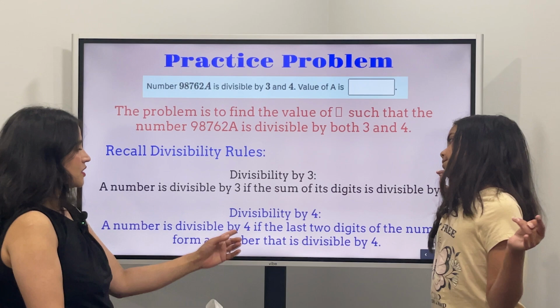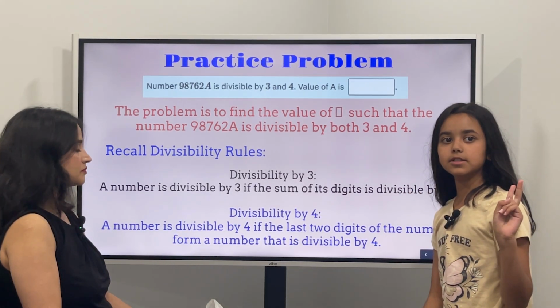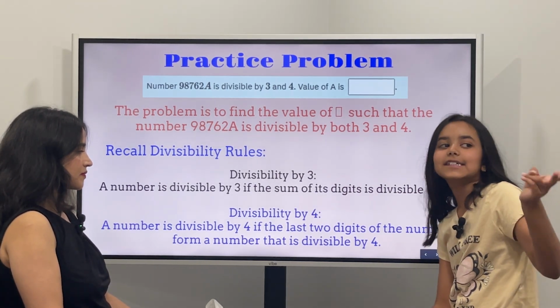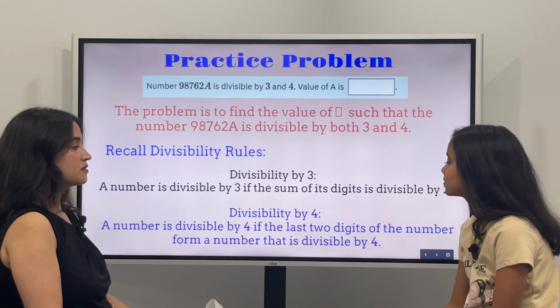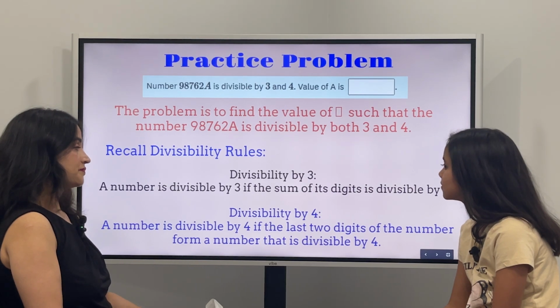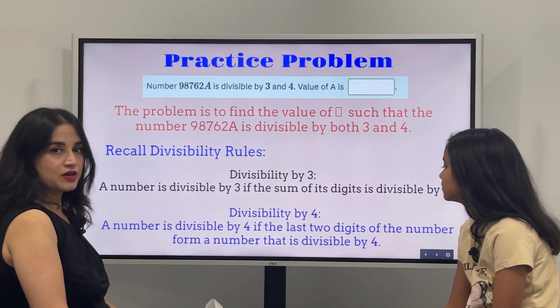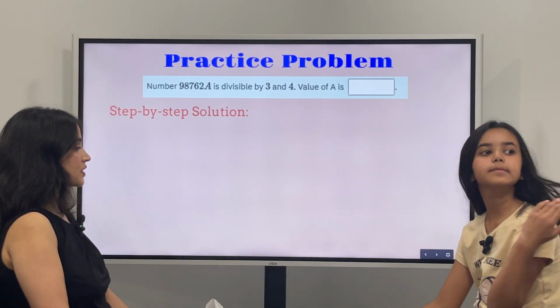Next, divisibility by 4: you look at the last two digits. The divisibility rule for the number 4 is that the last two digits must be divisible by 4. Now, the step by step solution.